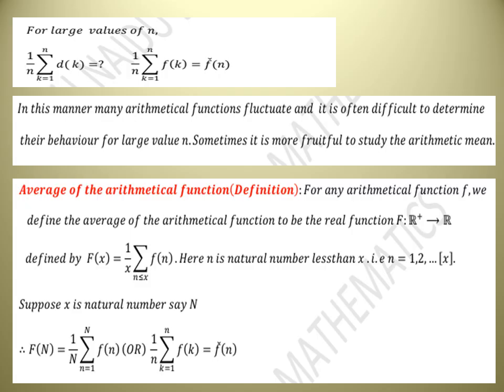Suppose x is a natural number, the integral part of x is nothing but the natural number itself, capital N. Therefore, F of capital N is equal to 1 by capital N, sum of f of small n, where n is equal to 1 to capital N. Or the other form is the sum of f of k, where k is equal to 1 to n, whose mean is 1 by n, is equal to F tilde of n.